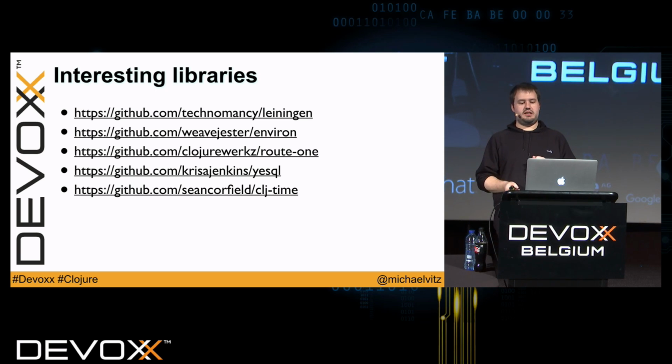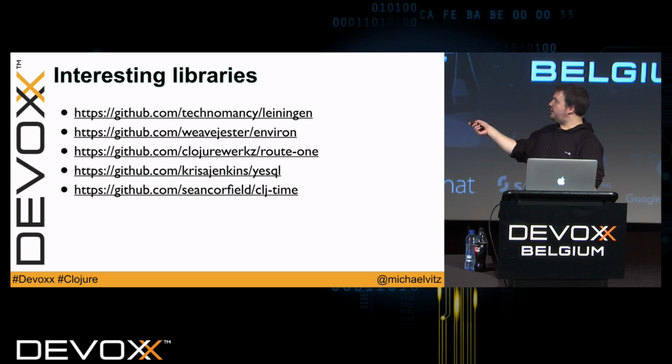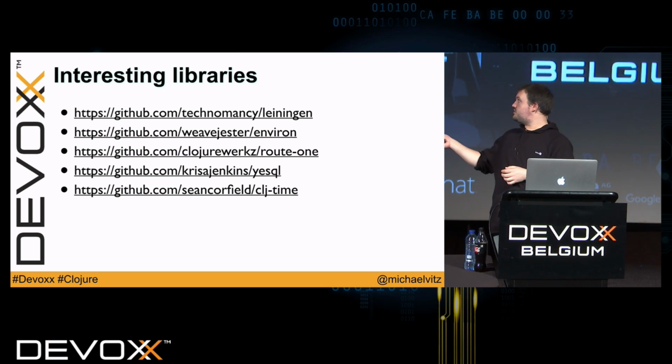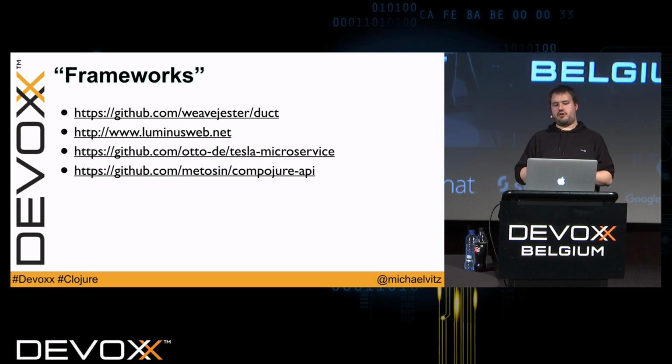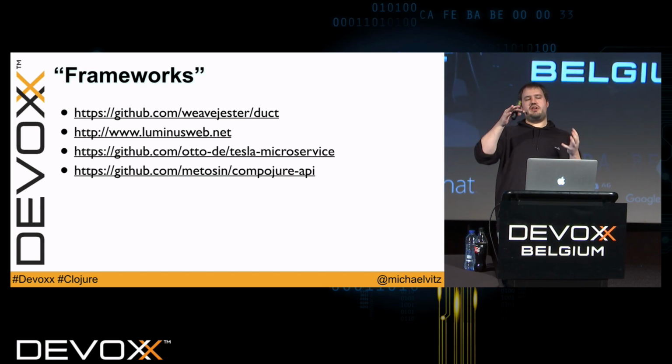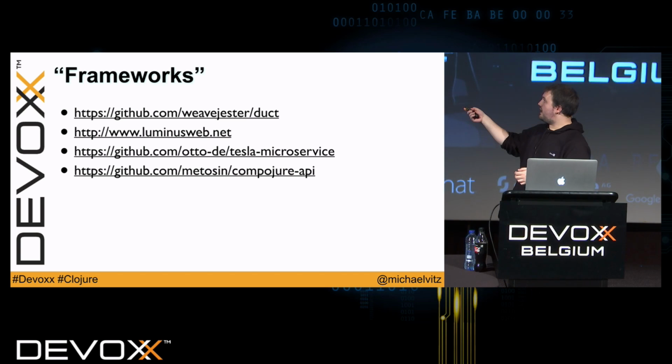Environ helps with environment variables. Bidi is for routing and reverse routing, an alternative to Compojure. I didn't show it. YeSQL is a nice extension on JDBC. And clj-time, I mentioned it, is basically a wrapper around Joda-Time to make Joda-Time feel more Clojure-like. And I said they prefer libraries over frameworks. There are some frameworks. Basically, these are just templates and best practices for how to connect multiple libraries when developing an HTTP, HTML application. So there's Duct and Luminus, or Tesla Microservices, which is from Otto. Otto is a German retail company which uses Clojure as well. And if you just need an API for your single page application, Compojure API helps as well.